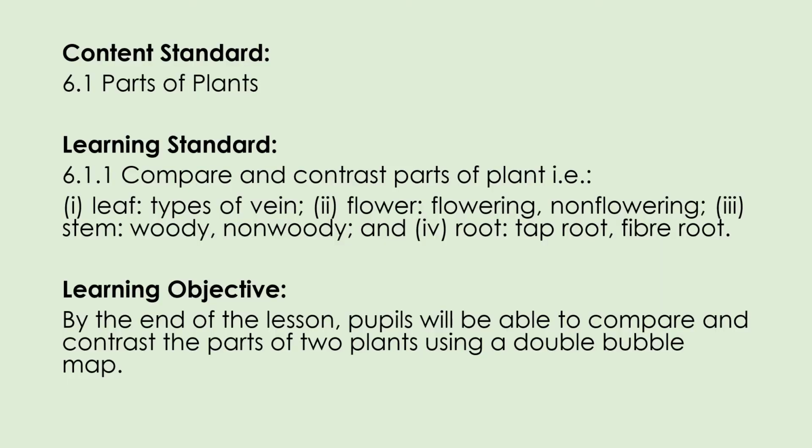Before we start, let us look at the content standard, learning standard, and learning objective for this lesson. Content standard 6.1 Parts of plants. Learning standard 6.1.1 Compare and contrast parts of plant: leaf, types of vein; flower, flowering, non-flowering; stem, woody, non-woody; and root, taproot, fibrous root. Learning objective. By the end of the lesson, pupils will be able to compare and contrast the parts of two plants using a double bubble map.